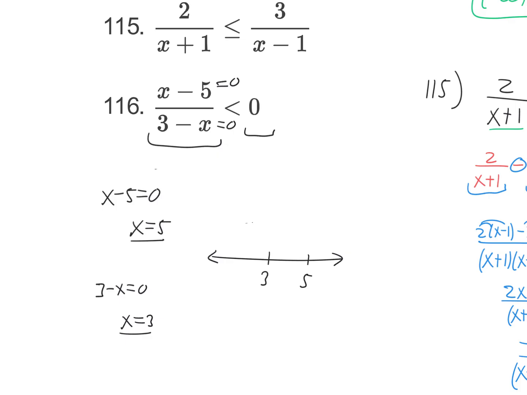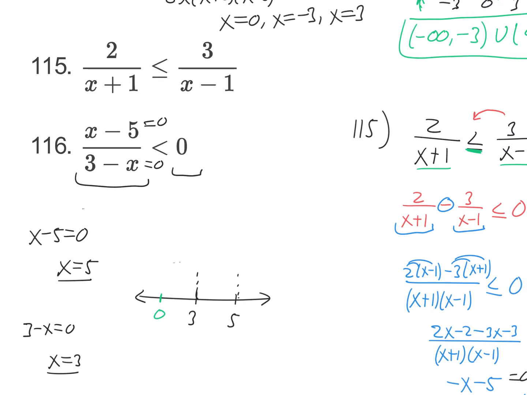And then again, we have 3 different sections. I would test the easiest number possible, which is 0. And then 0 is going to be on this side of our number line. So then I'm going to do 0 minus 5 over 3 minus 0, which is going to get you negative 5 over 3 is less than 0, and that is true, right? So this middle section does not work, but the one with the 0 and the one at the end do work. So then these I'm going to shade.